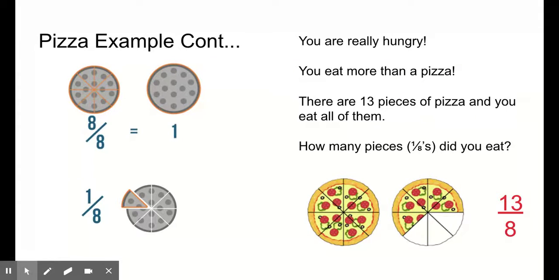I'm going to leave it there because the rest of this slideshow is available to you in the math content. I just really wanted to work out how do we figure out that the denominator is the number of pieces in one whole. And I hope that this pizza example helps. Please re-watch it if you need to.